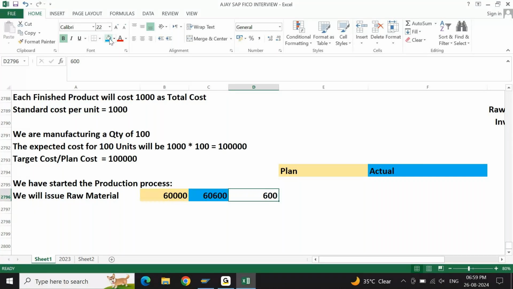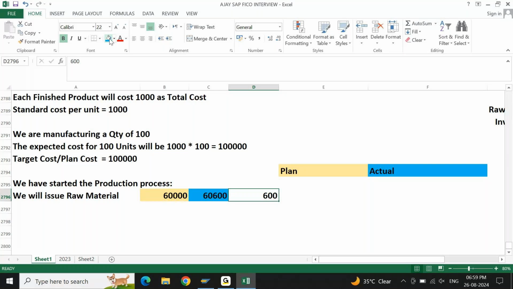Ideally, it is supposed to be 60,000, but we ended up spending 60,600. Did you spend more or did you spend less? More. We spent 600 more. Now, is this 600 an additional cost or a saving? Additional cost. This is your additional cost.